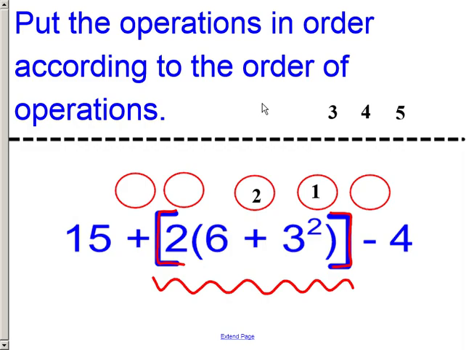So the next thing is going to be actually to deal with this right here. And that, in case you weren't sure, is actually a multiplication. A number next to a parentheses with nothing in between means to multiply. Now that we've completed everything inside of all the grouping symbols, all we're left with is addition and subtraction, so we do that from left to right.